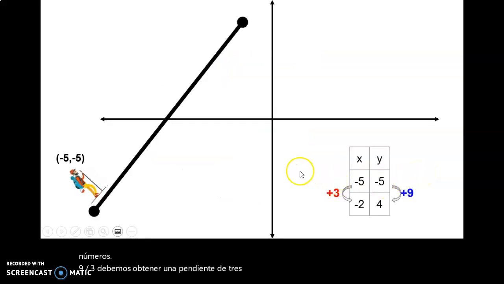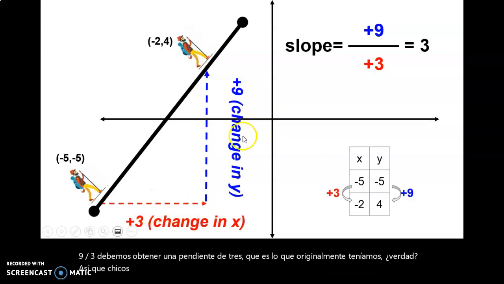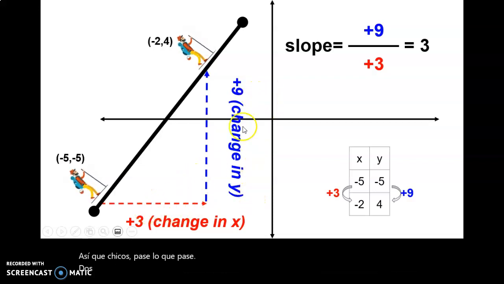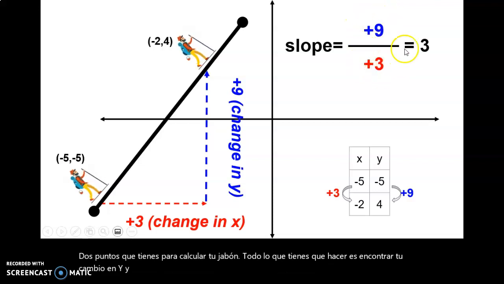So guys, no matter what 2 points you have, in order to calculate your slope, all you have to do is find your change in y and then divide that by your change in x.